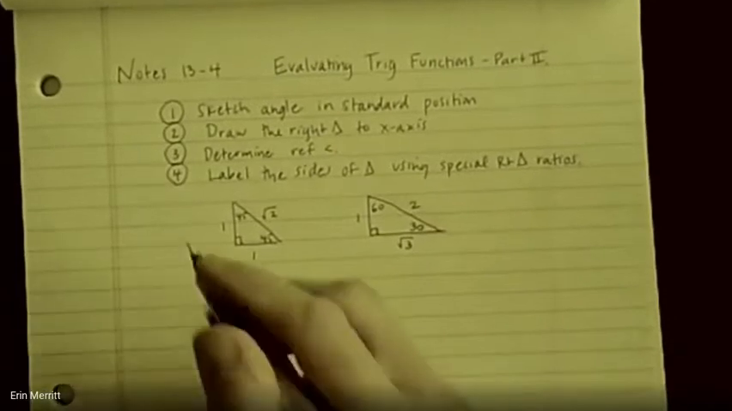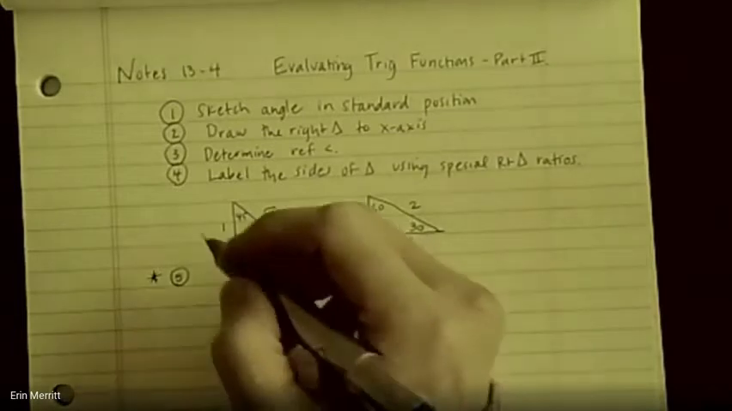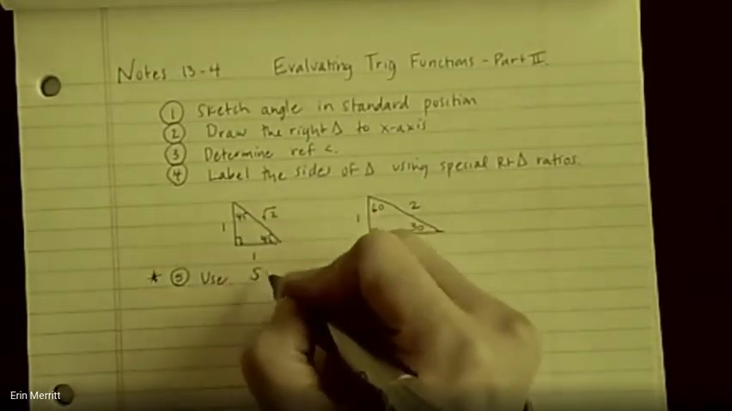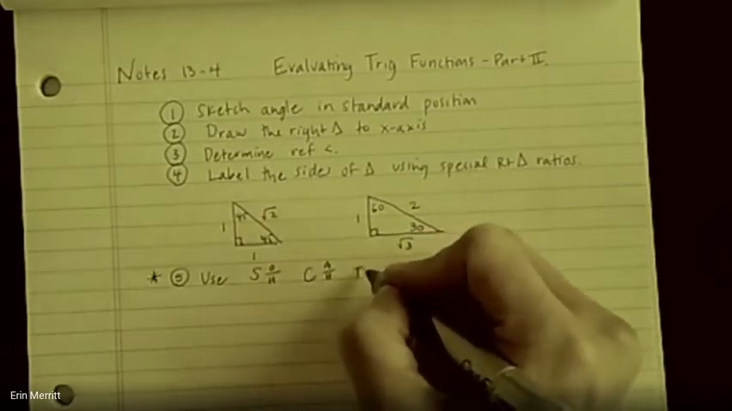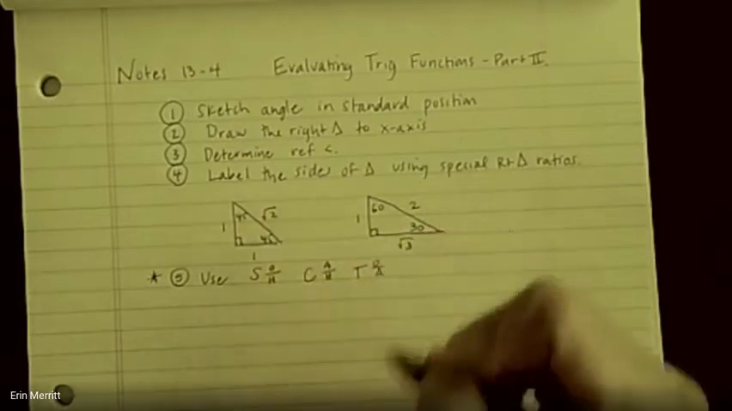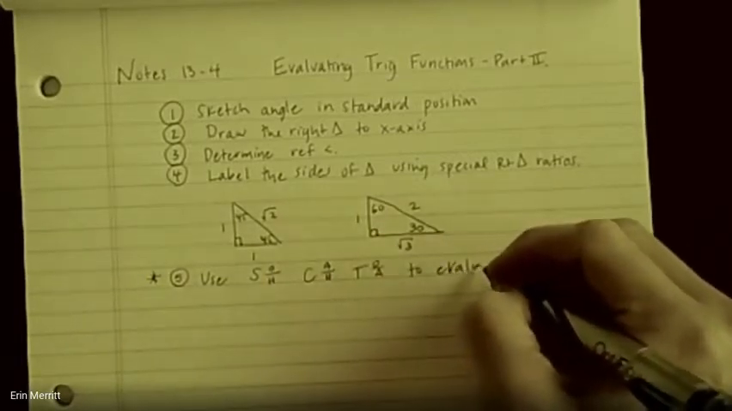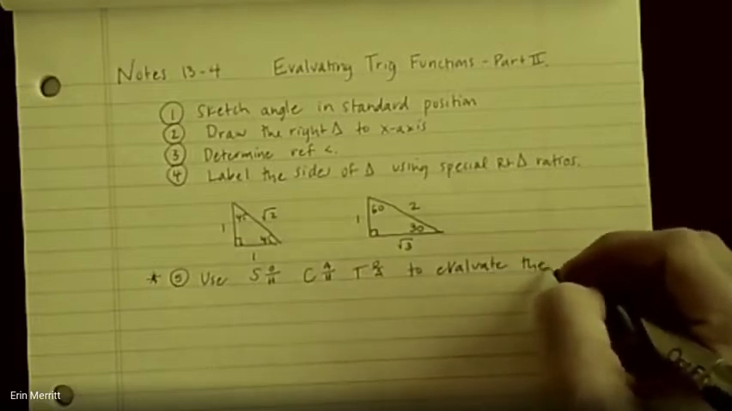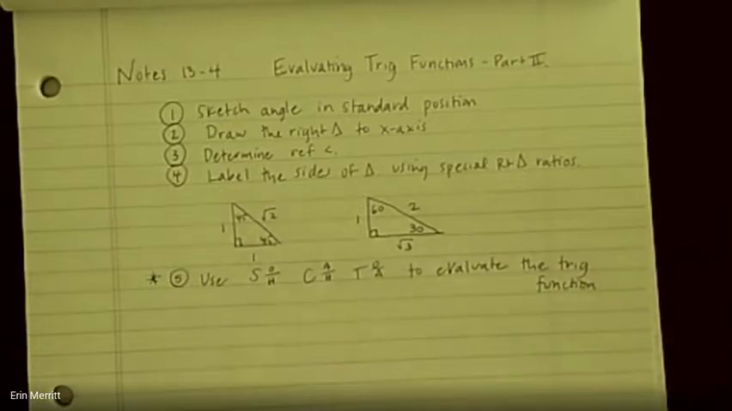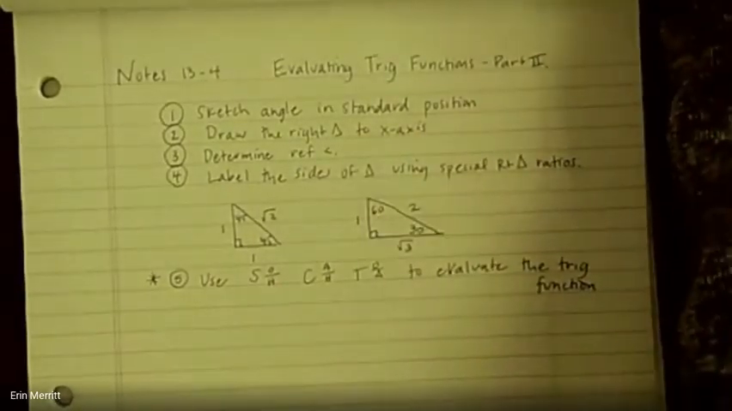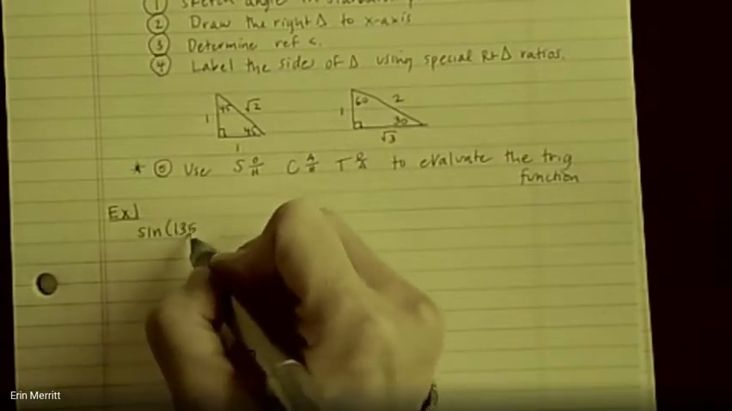Right? So what step 5 is, here's our new step. We're going to use SOHCAHTOA, so sine, cosine, or tangent to evaluate the trig function. All right. First one, we're going to do sine of 135 degrees.